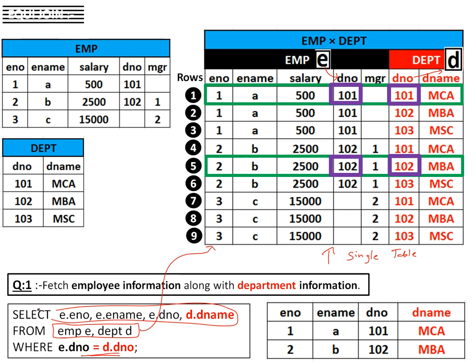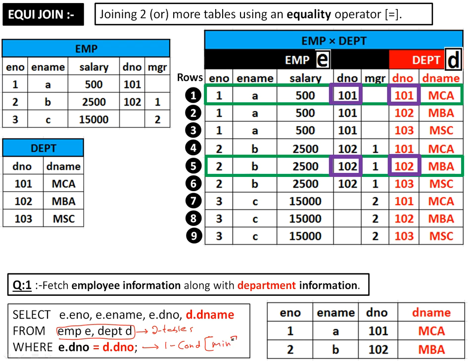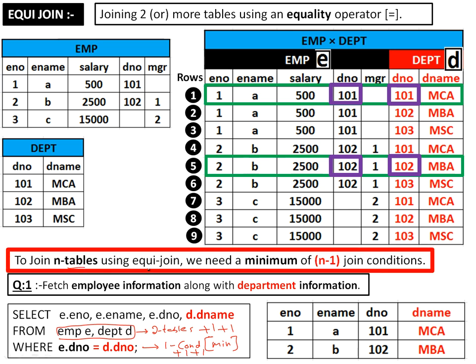So it is called an equijoin. Joining 2 or more tables using an equality operator is called an equijoin. Here I joined 2 tables. Minimum 1 condition is required, and maximum you can write anything. Similarly, if I join 1 more table, I'll get 1 more condition. So to join n tables using equijoin, the minimum number of conditions will be n minus 1, guys. Maximum can be infinity, but minimum should be n minus 1. So it is called an equijoin.